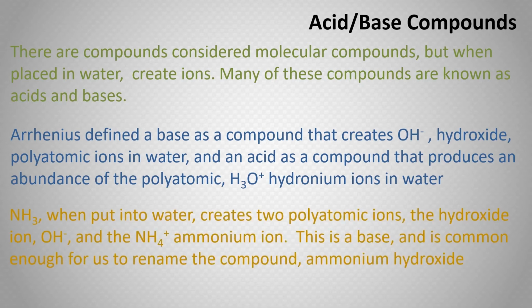Let's take ammonia, NH3, as our first example. This compound, when dissolved in water, can transform into two polyatomic ions, the hydroxide ion, OH-, and the NH4+ ammonium ion. Now, ammonia is a base by the Arrhenius definition here, because of the abundance of the OH- ion now present in the water. This result is so common for ammonia that we sometimes rename the compound when in water ammonium hydroxide. Wow. The compound is ammonia when not in water, but ammonium hydroxide in water.